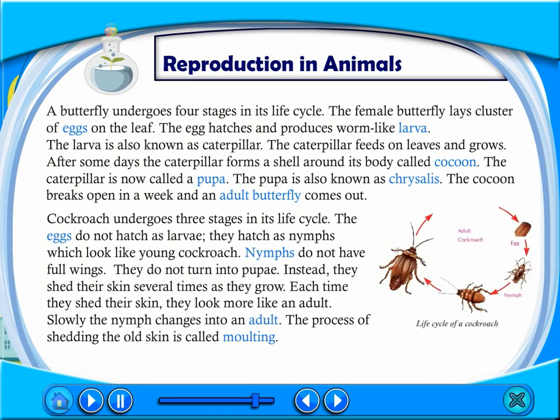Cockroach undergoes 3 stages in its life cycle. The eggs do not hatch as larvae, they hatch as nymphs which look like young cockroaches. Nymphs do not have full wings. They do not turn into pupa.